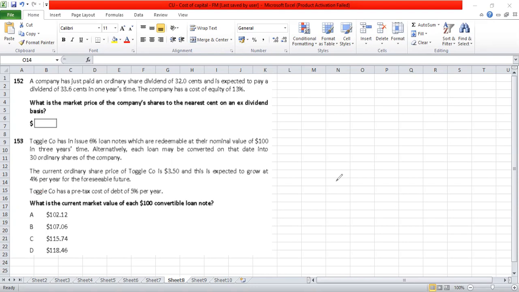Then we see Toggle company has an issue, sorry, 152. How do we work out 152? It says that a company has just paid an ordinary share dividend of 32 cents and is expected to pay a dividend of 33.6 cents in 1 year's time. The company has a cost of equity of 13%. I think we tried this one.